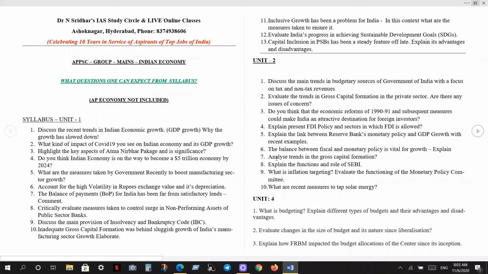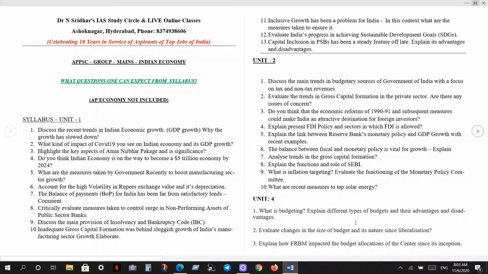Then of course, capital formation we have seen. Sometimes traditional questions like SEBI, the Securities Exchange Board of India, can also come. Then inflation targeting. Recently, the appointment of members to the MPC, Monetary Policy Committee, has also been delayed for the first time. So what is inflation targeting, what is the MPC, and how the mechanism has been functioning is very important. Solar energy is of course important in the energy sector.